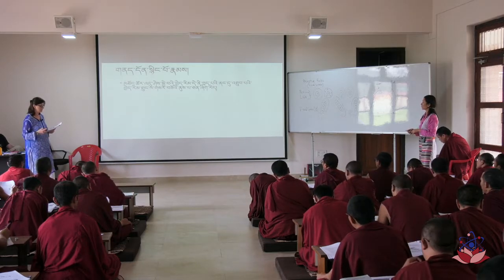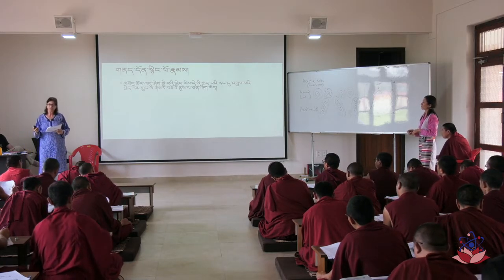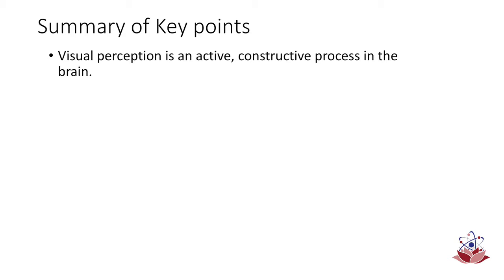So just to summarize, we believe, and there's a lot of experimental evidence that suggests, that visual perception is an active, constructive process in the brain.